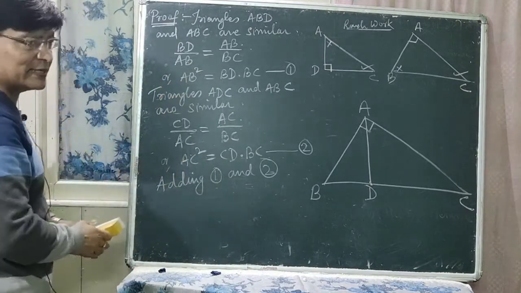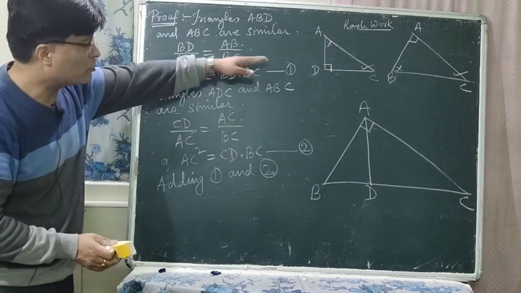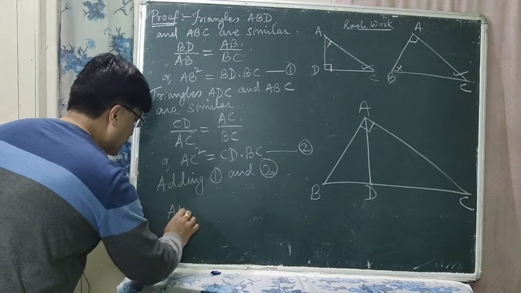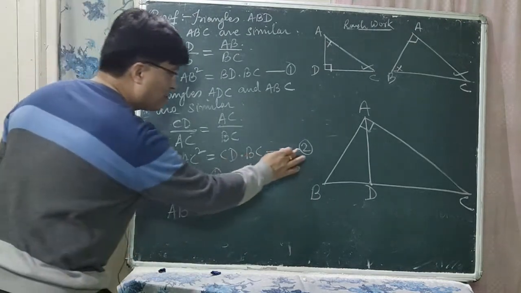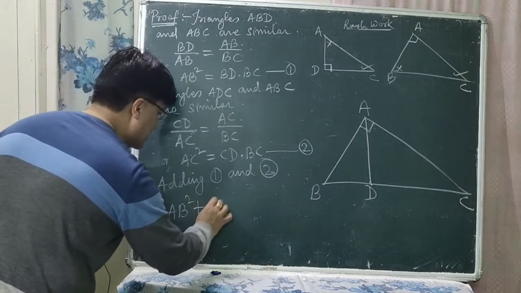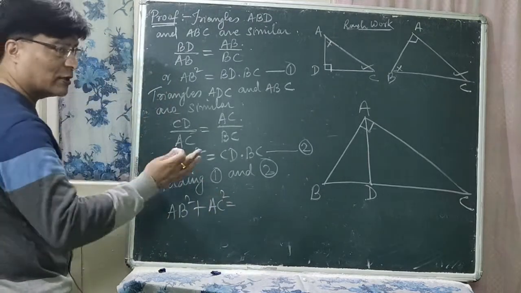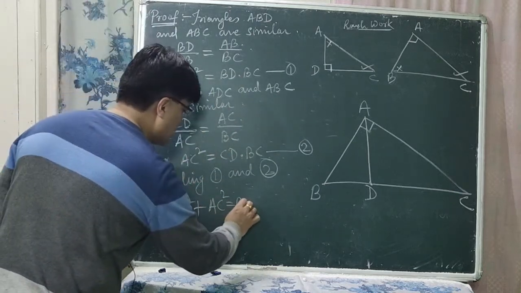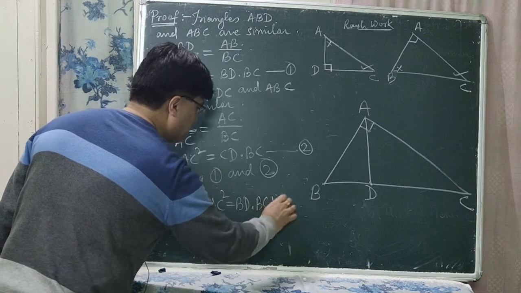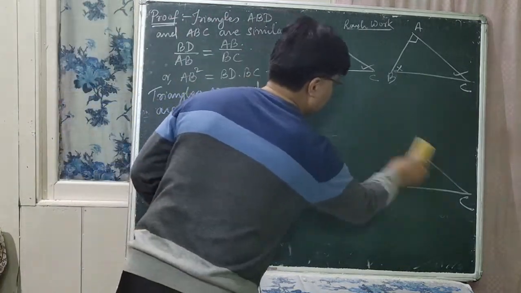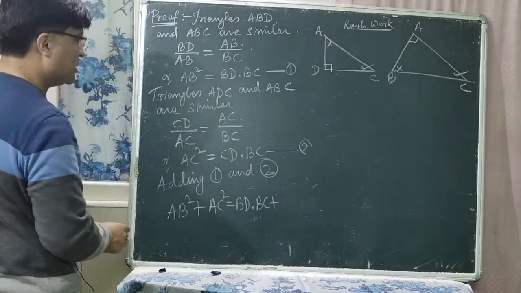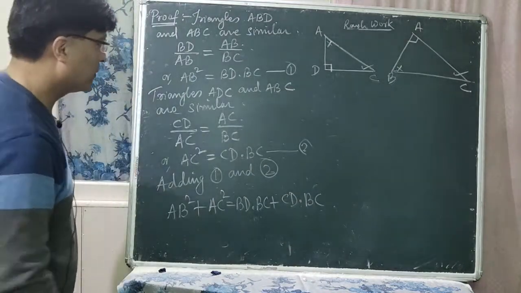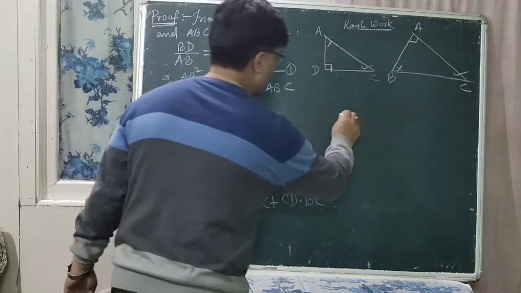This left hand sides must be added. From 1 and 2, you have to add this 1 and 2. From 1, you have to write down the left hand side, that is AB square, plus, again from 2, you have to write down the left hand side, that is plus AC square, which is equal to, on the right hand side, you have to add those right hand sides from 1 and 2. That is BD dot BC plus, next one is BD dot BC plus CD dot BC.